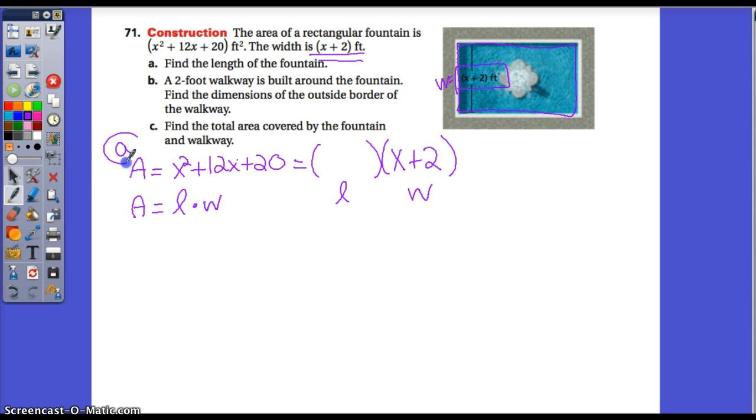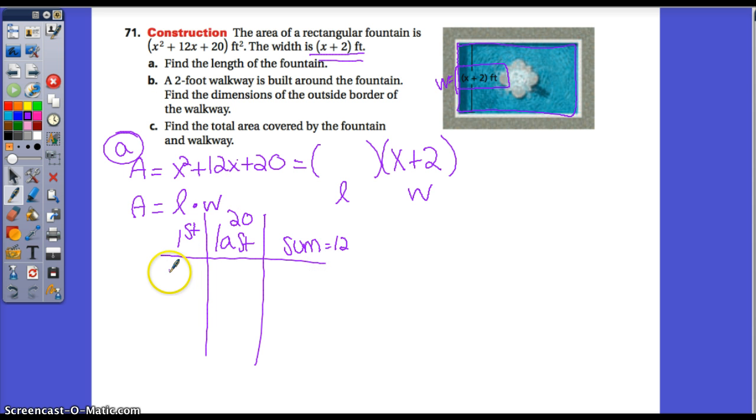So we're still in part A. We, again, want to find the factors of the last, which is positive 20, and you know that the sum has to equal 12. But we already know something. Our first is just 1 and 1, so this has to be an x. But we know one of the factors already has to be positive 2. 2 times what equals 20? Well, 2 times 10 does.